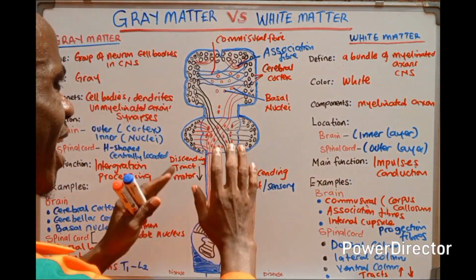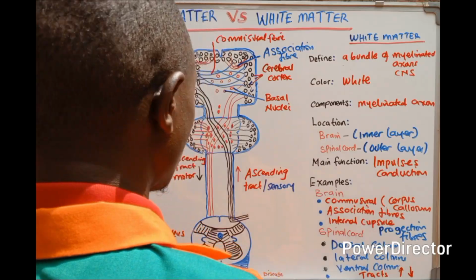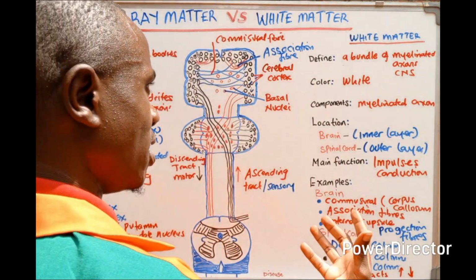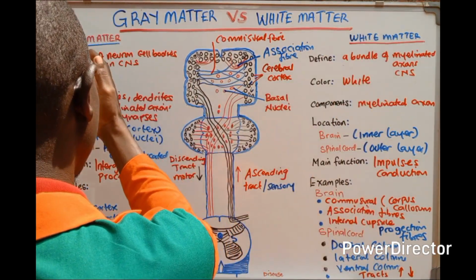Okay. So now again, talking about in line with what we call disease going to be affecting the white matter and then the gray matter.